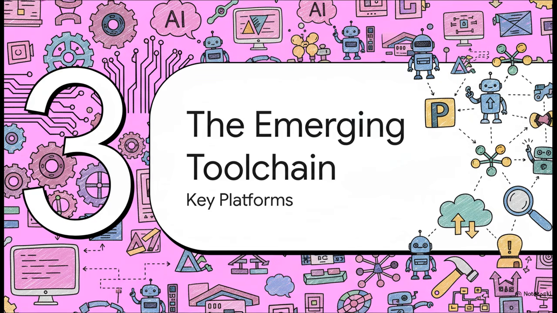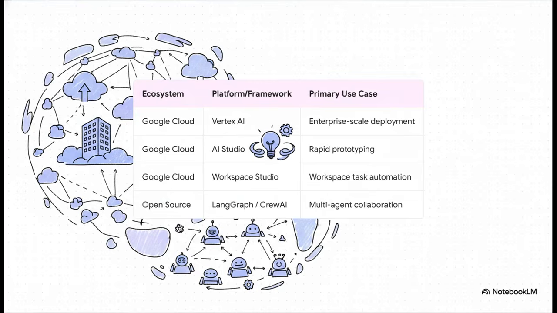So let's take a look at the emerging tool chain that developers are actually using to build these agentic systems right now. If we look at the Google Cloud ecosystem, Vertex AI is really providing that enterprise-grade infrastructure for scalable, production-ready agents. Meanwhile, AI Studio is optimized for rapid prototyping. Workspace Studio, of course, is focused on automating tasks within its native environment. At the same time, you've got open-source frameworks like LangGraph and CrewAI emerging for building these really complex multi-agent systems. The choice of platform here really comes down to your use case, scalability needs, and the level of control you require.